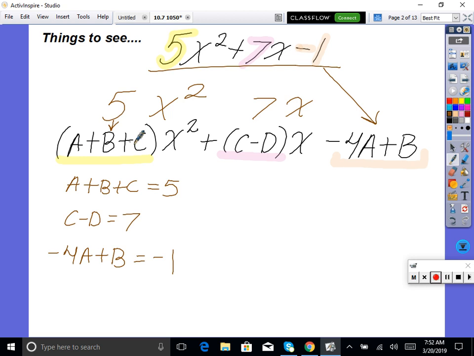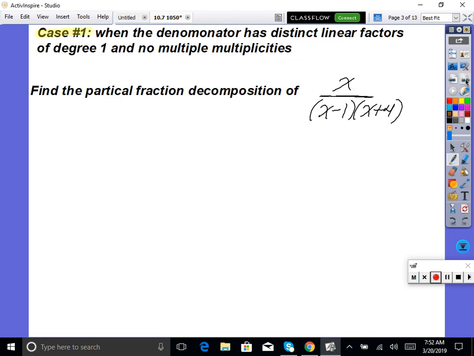We wanted a plus b plus c to be 5. We want c minus d to be 7. And we need negative 1 to be our constant, which was negative 4a plus b. Okay, cool. Okay, here's what's called case number 1. Start taking notes. So there's going to be 3 separate cases we just have to take into consideration. The math works out the same. It's just the starting point is a teeny bit different.